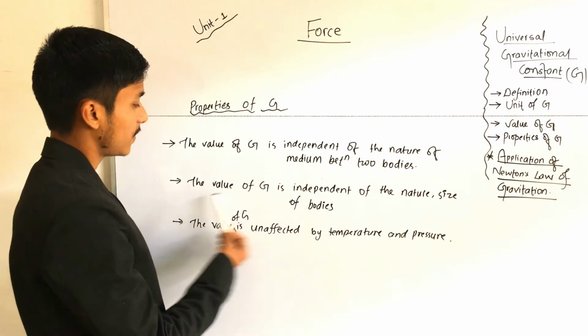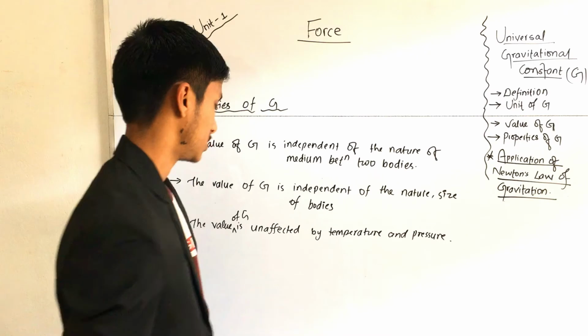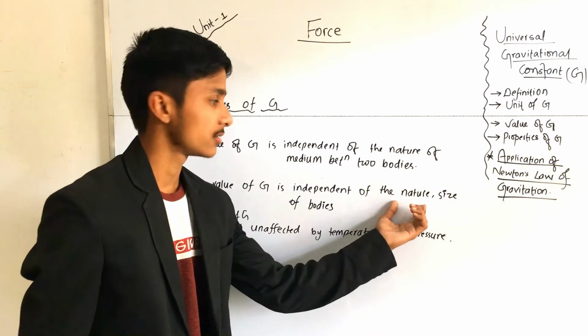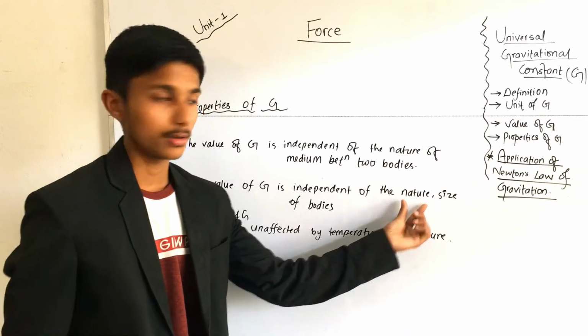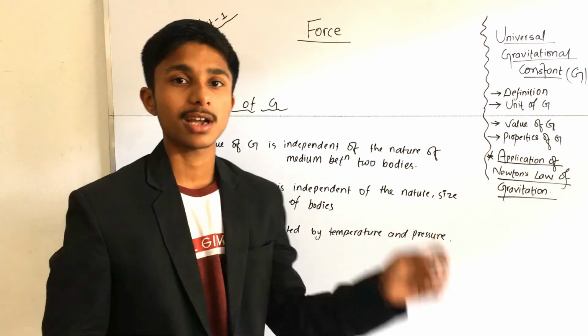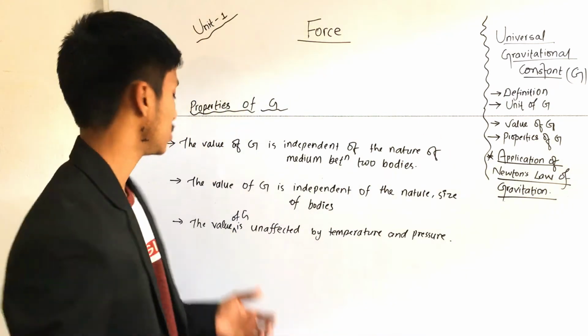Next one, the value of capital G is independent of the nature and size of the bodies. It means what type of body it is. Nature means nature of the body, and size means whatever the size of the body. Either it is tiny or it is a bigger one, the value of G remains constant.